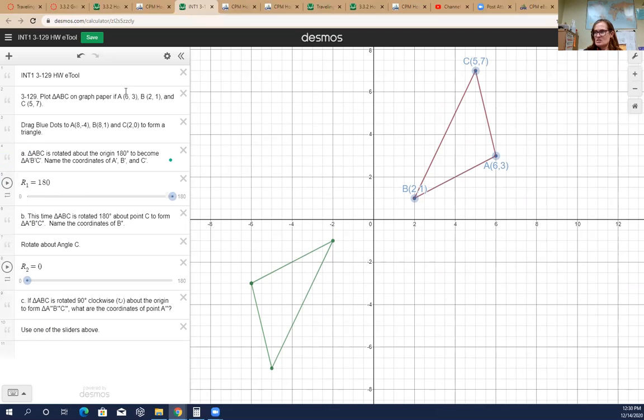Okay, now what I need to do is find out where each of the points are. I need to find out where A prime, B prime, and C prime are. So the first one, the one closest to the origin, is B, and B is at (-2, -1). A is to the left of that, and it is at (-6, -3). And then C is down at the bottom, and it is at (-5, -7).